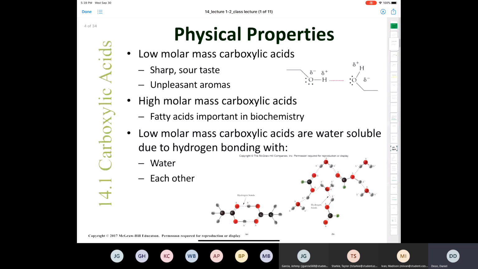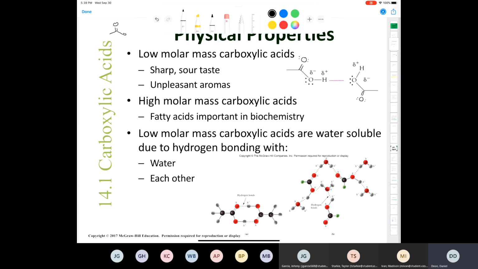Okay, let's talk about the physical properties. I don't know why this slide did this, but it's missing a couple of carbonyls here, isn't it? Anyhow, I'll complete the structure of my carboxylic acids. They look like alcohols, didn't they? Anyhow, so low molar mass carboxylic acids have a sharp, sour taste. For example, the carboxylic acid that produces the sharp taste in vinegar is acetic acid, and we've looked at acetic acid already, and we're going to look at it even more in this chapter. But this is acetic acid. That's the common name. The IUPAC name would be ethanoic acid.